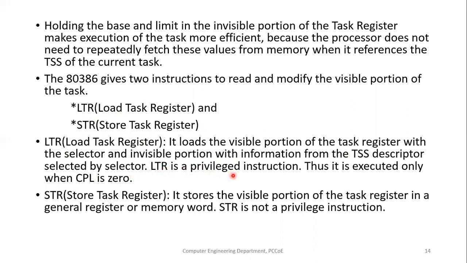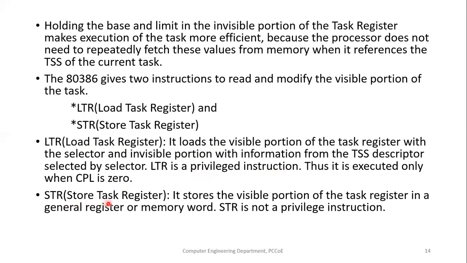So LTR is a privileged instruction. What is the meaning of privileged instruction? A privileged instruction has the right to access an important task, important procedure, or important work. So they are called privileged instructions. Thus, it is executed only when your CPL, current privilege level, is 0. Okay, so understood what LTR is? It will load the visible portion of the register with the selector and the invisible portion with information from the TSS descriptor selected by the selector itself. LTR is a privileged instruction and it is executed when the CPL is 0.